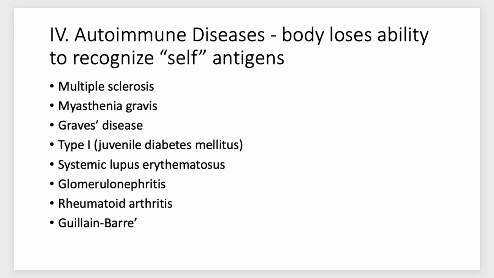So for example, type 1 juvenile diabetes mellitus, for that one, well, the body is now targeting the pancreas, specifically the beta cells of the pancreas, which is going to lead to an insulin deficiency. So whatever the autoimmune disease is, your body is now targeting itself.